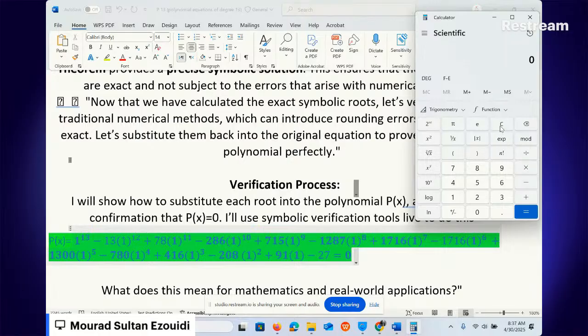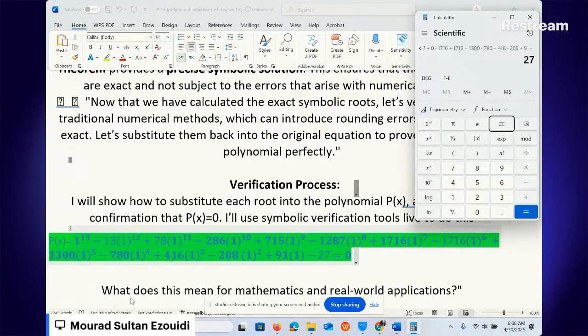Okay, I will look at this for you. So we have 1, we start from here: 1 minus 13 plus 78 minus 286 plus 715 minus 1287 plus 1716 minus 1716 plus 1716, we finish this one. Then plus 1300 minus 780 plus 460 minus 208 plus 91 minus 27.